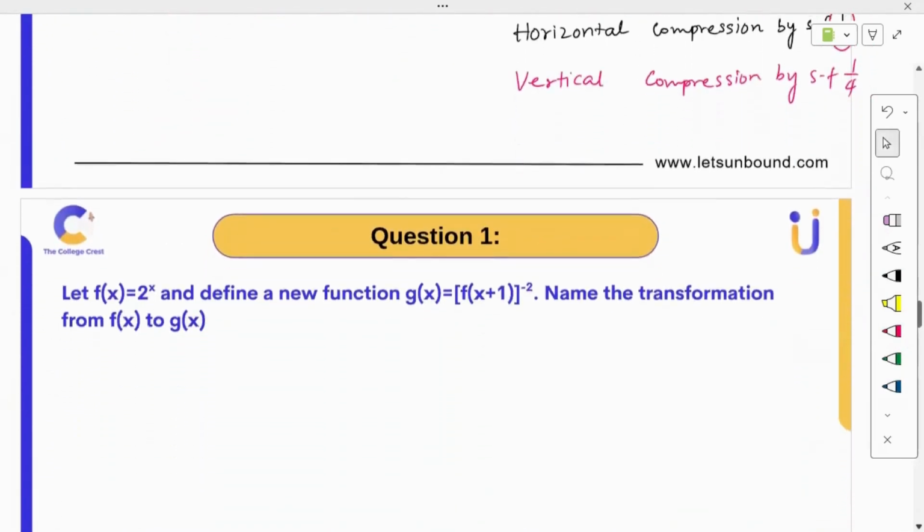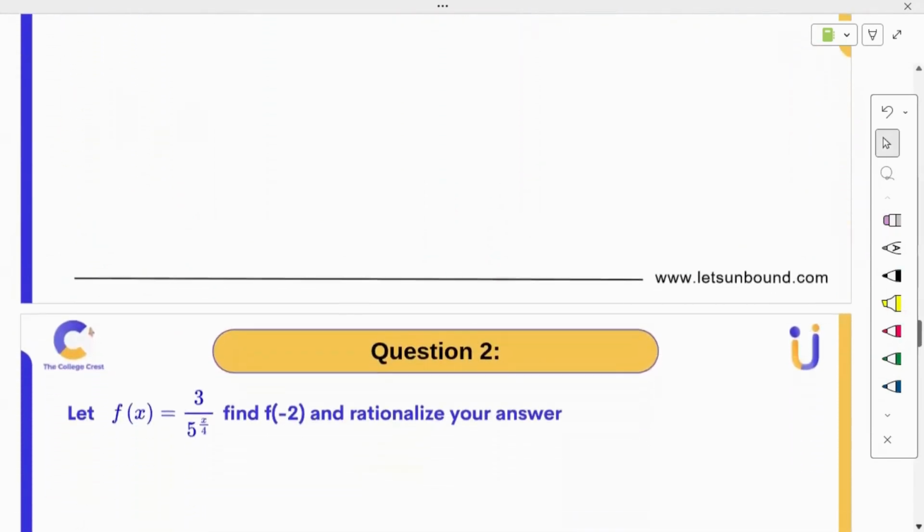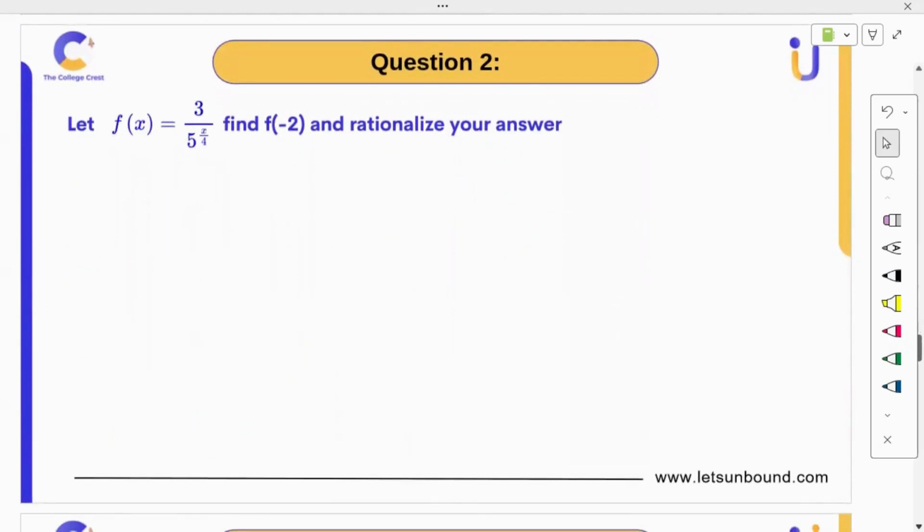Now, here we go. Let f of x is equal to 3 by 5 power x by 4. Find f of minus 2. Very simple one. You just have to plug in, wherever x comes, put minus 2. So f of minus 2 is 3 by 5 power minus 2 by 4. And you can always simplify your exponent. So minus 2 by 4 is minus 1 by 2.